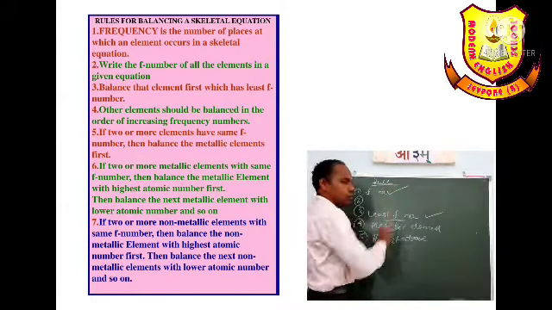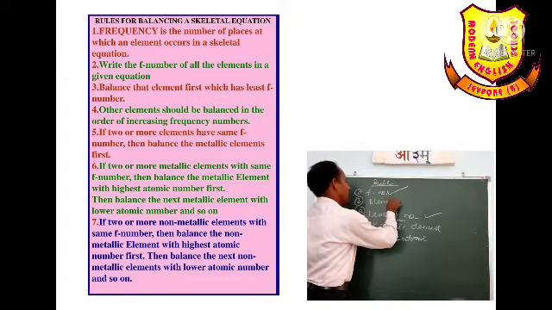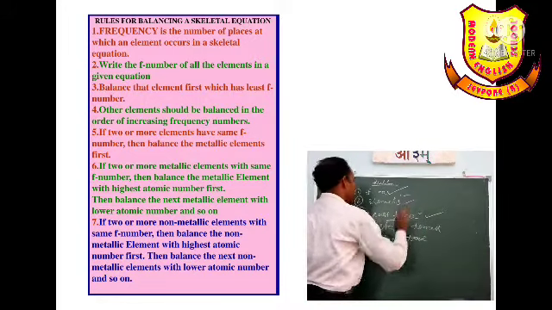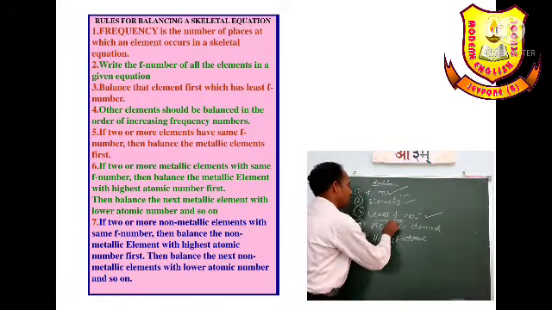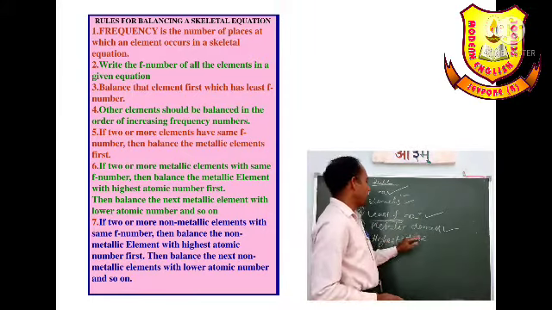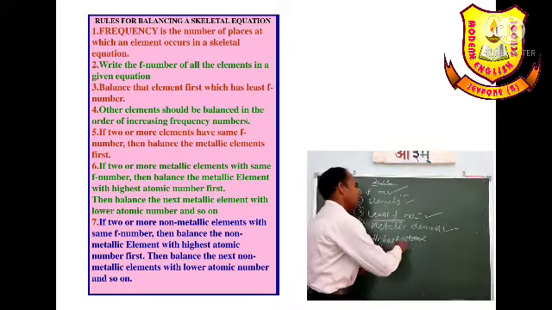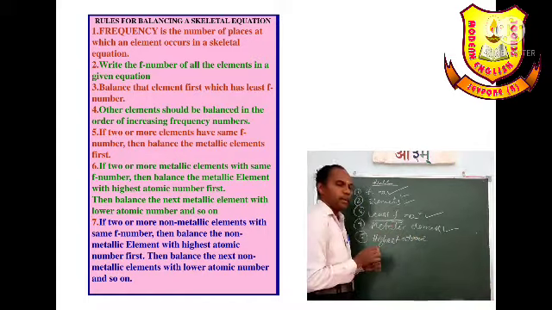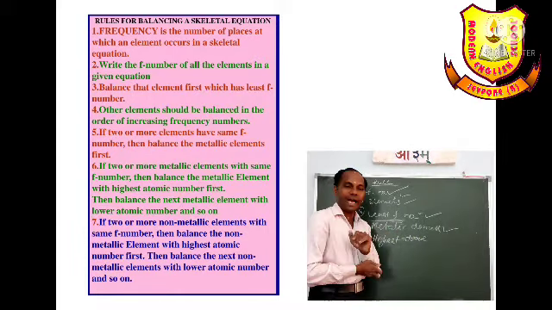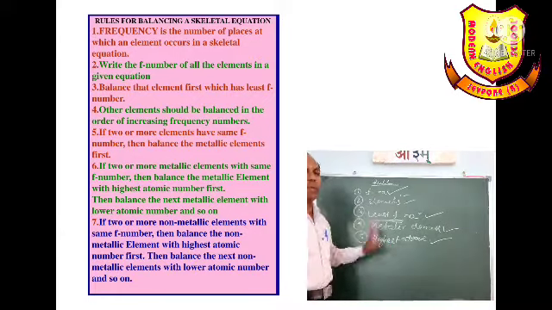First, you will choose the f number. You have to write the elements first, then choose the f number, and find the least f number. After finding the least f number, you will find the metallic element. If two elements have the same f number, you will first find which one is the metallic element. If two metals have the same f number, then you will find which metallic element has the highest atomic number. The one with the highest atomic number will be balanced first.